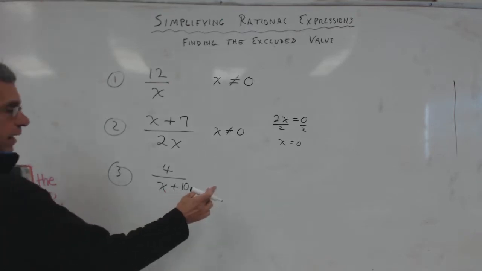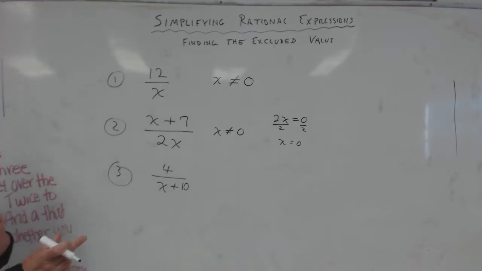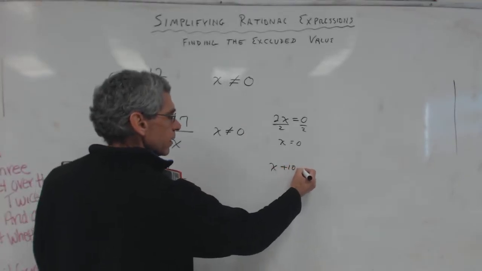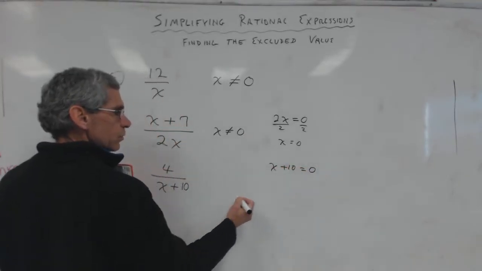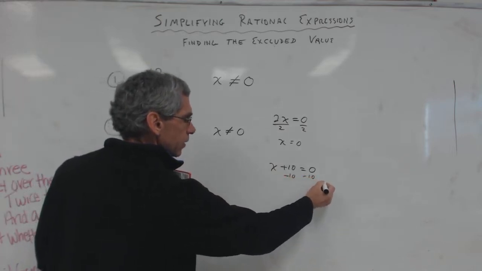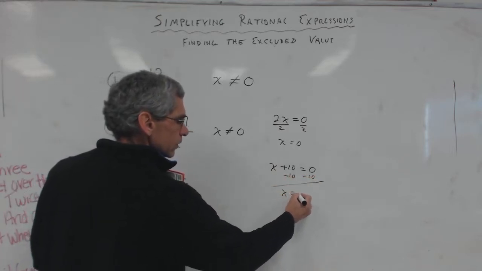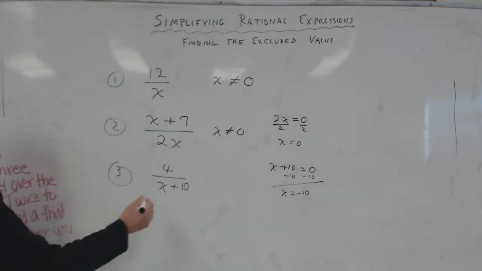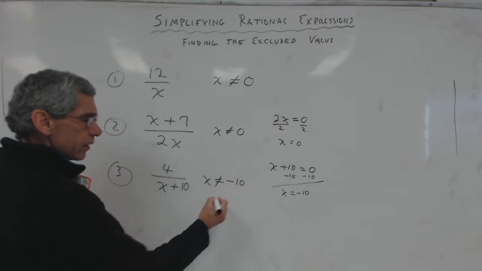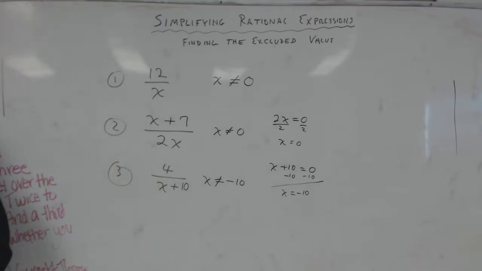So if you can't figure that out in your brain, which you did, but if you couldn't, you could always say, well, x plus 10, what would x be for that to equal 0? You could actually set it equal to 0 and subtract 10, and you would say x is equal to -10, right? So the excluded value, x cannot equal -10, right? Does that make sense? Everybody gets this?